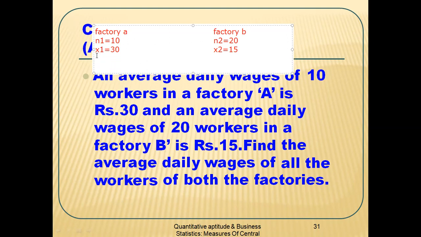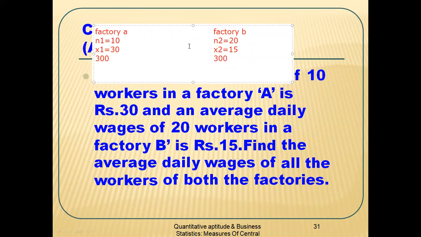Now the first step is the product. You need to find the product. Here it is 10 multiplied by 30. What is the product? Yes, 300 is the product. Similarly, 20 multiplied by 15. The product is, here also, 300. Okay, in both the cases, the product is 300.